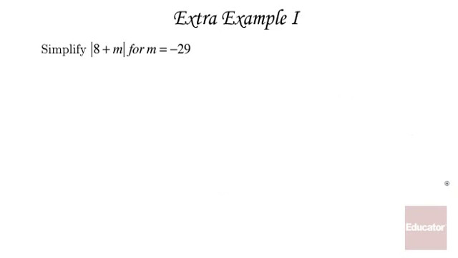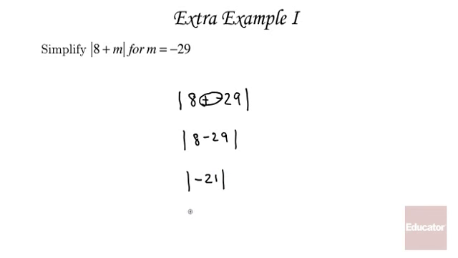Here are some extra examples. Simplify absolute value of 8 plus m for m equals negative 29. In this case, we're going to simplify inside of the absolute value symbols first. You're treating them as if they were parentheses. I'm going to do substitution, 8 plus negative 29. I'm putting the negative 29 in place of the m. Let's simplify these symbols. A positive times a negative becomes a negative. So 8 minus 29. 8 minus 29 would be negative 21. And the absolute value of negative 21 is 21.